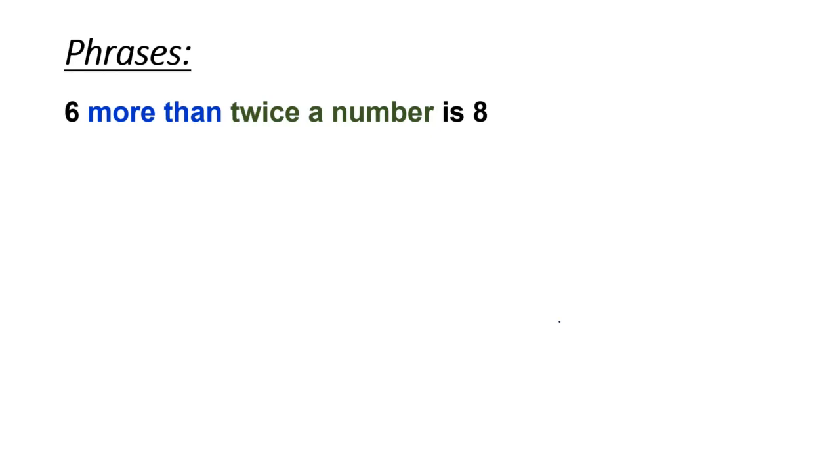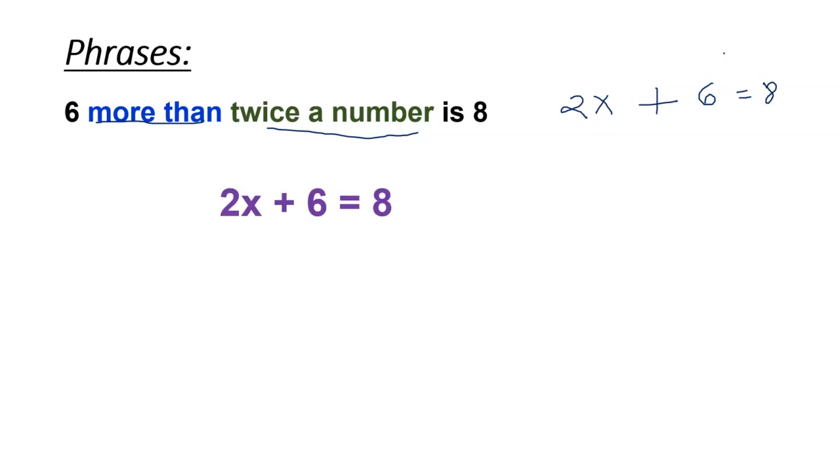Let's try a few more examples. 6 more than twice a number is 8. Again, it's an equation. You're adding 6 more to twice a number. So this is how I will write. I'm adding 6 more to twice a number, 2 times the number. The word is means equals 8. In this case, if somebody chose to write 6 plus 2x, that will still be correct technically. But we always like to put the variable first. So 2x plus 6 equals 8.